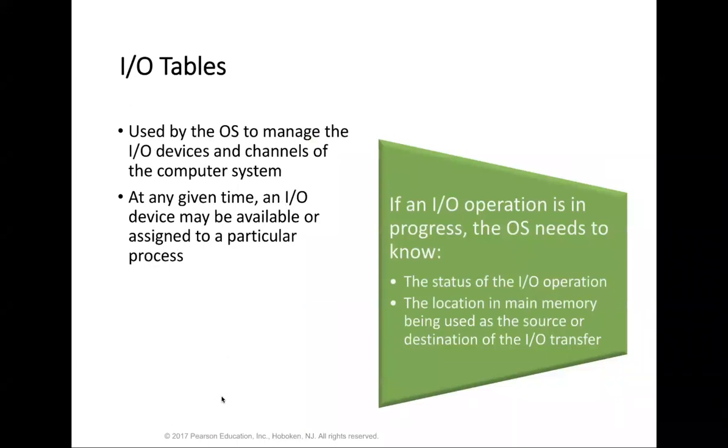So the I/O tables are primarily used by the operating system to manage the I/O devices and the channels of the computer system. At any given time, an I/O device may be available or assigned to a particular process. If an I/O operation is in progress, the operating system needs to know the status of the I/O operation as well as the location in the main memory that is being used as the source or the destination of the I/O transfer.